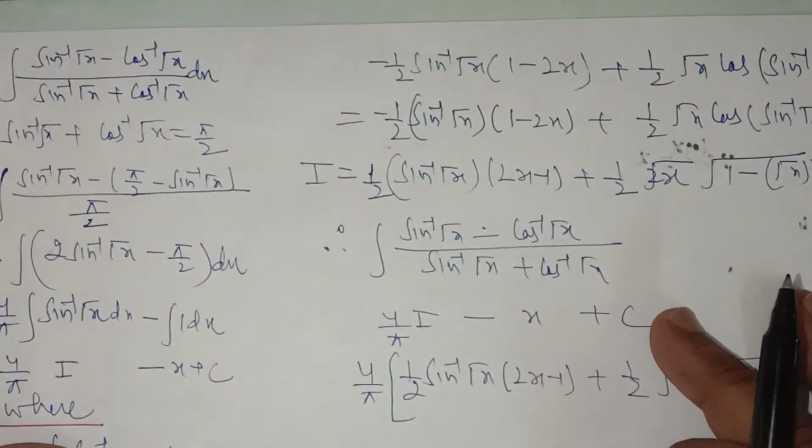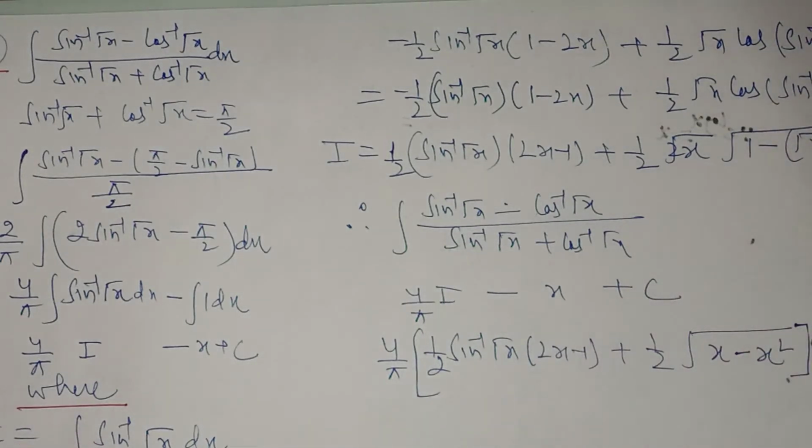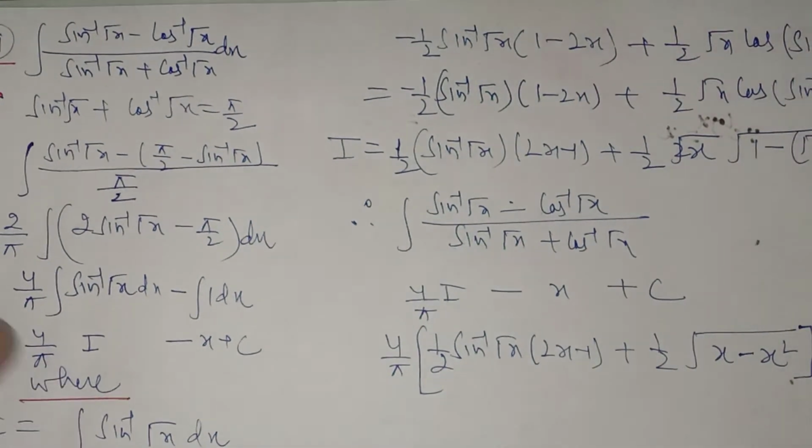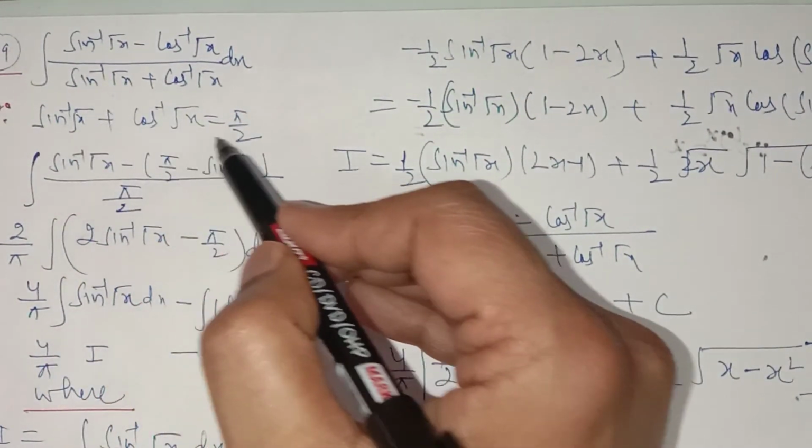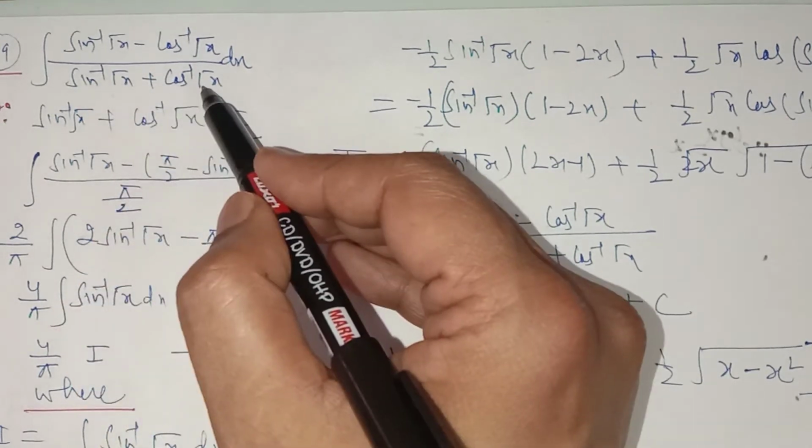Now in question number 19, also somewhat big question. You know the identity here, sine inverse x plus cos inverse x is equal to pi by 2. So see it very carefully, sine inverse root x plus cos inverse root x is equal to pi by 2. So the denominator will be pi by 2.